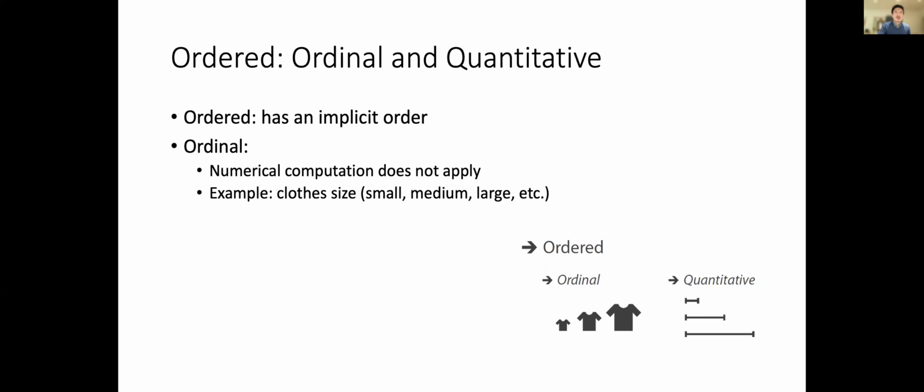And so the example is clothing size. If you go by clothes, you would have small, medium, large, or maybe extra large or extra small, etc. And these have a natural order. You can order them from smallest to largest, or the other way around. And it does have a natural order.